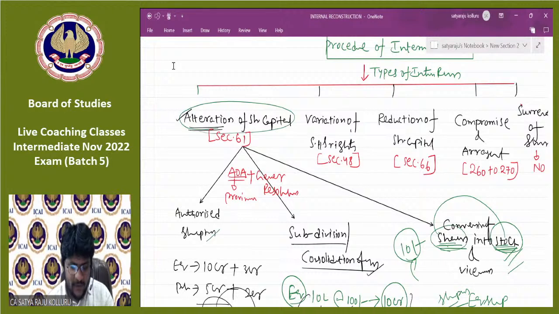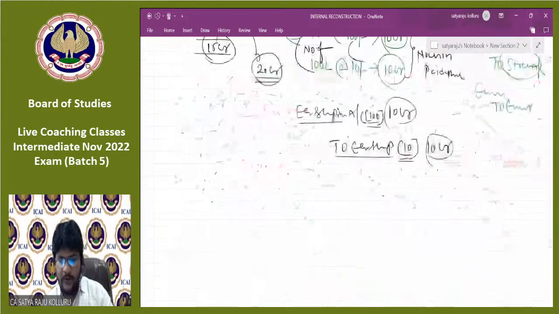Subdivision is like splitting of shares only. You are correct. Stock is a bundle of shares. You are right. Not only a bundle, it can be in any denomination. There is no particular denomination. Fine. Hope you all are with me. Let me continue my discussion.